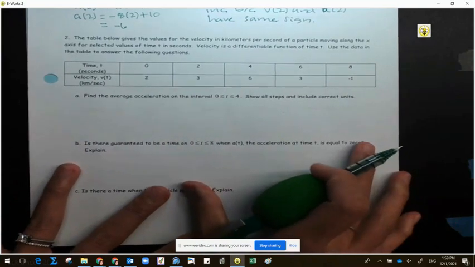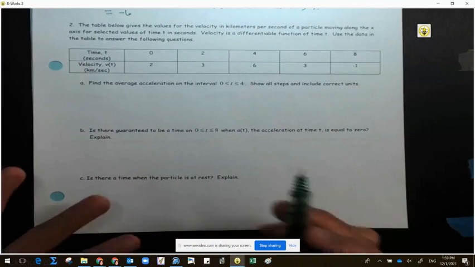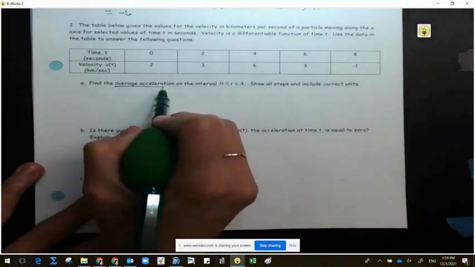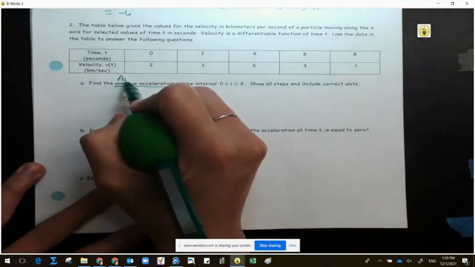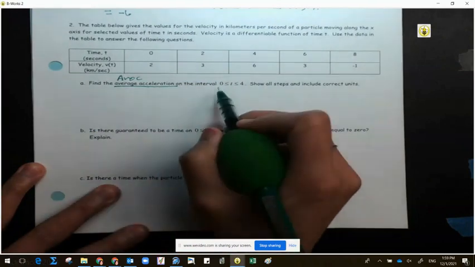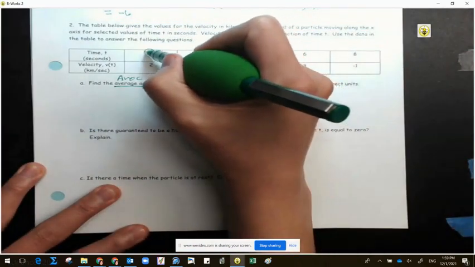So on part A, Dylan, read. So if I'm looking for the average acceleration, I'm looking for a rate of change. And they gave us 2 intervals. So one of them is at 0. I think I'm going to go ahead and circle this.